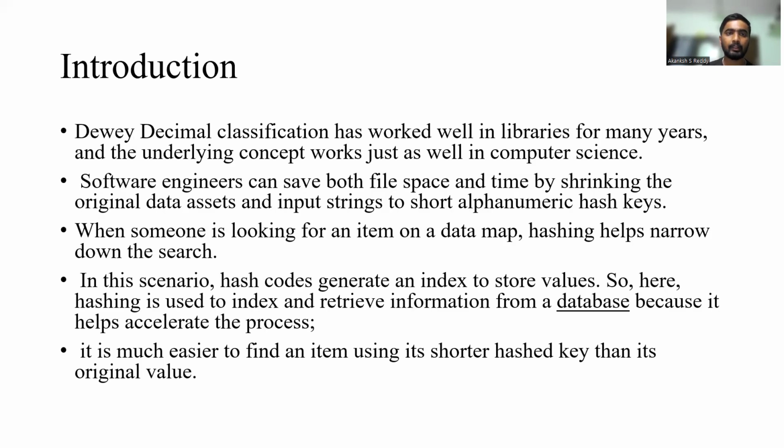Introduction. Dewey Decimal Classification has worked well in libraries for many years, and the underlying concepts work just as well in computer science. Software engineers can save both space and time by shrinking the original data assets and input strings to short alphanumeric hash keys. When someone is looking for an item on a data map, hashing helps narrow down the search. In this scenario, hash codes generate an index to store values. So here, hashing is used to index and retrieve information from a database because it helps accelerate the process. It is much easier to find an item using its shorter hashed key than its original value.